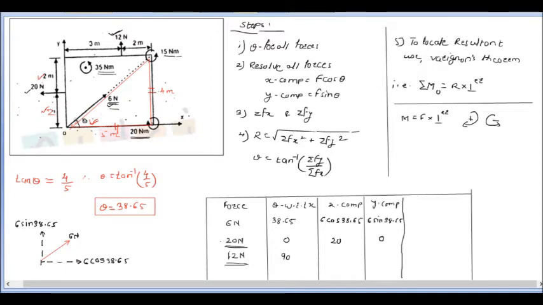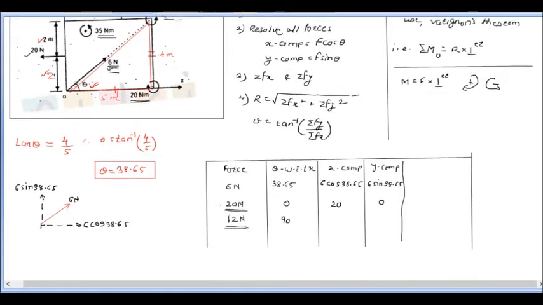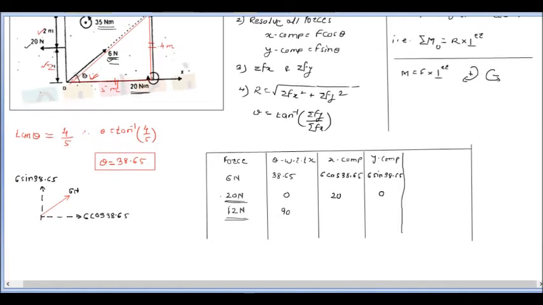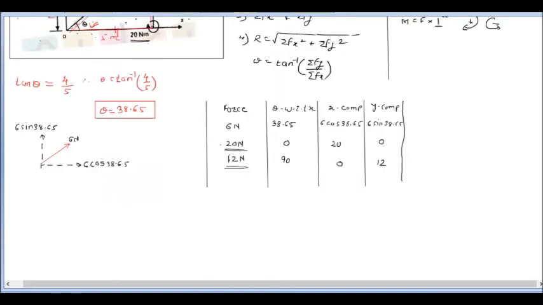And if a force is acting along the y direction, likewise this 12 Newton force here, only list out its y component equal to the magnitude of that force. That is, the y component here will be 12 and here the x component will be 0. Okay, now so this much is done.